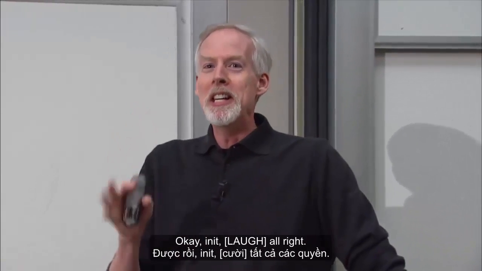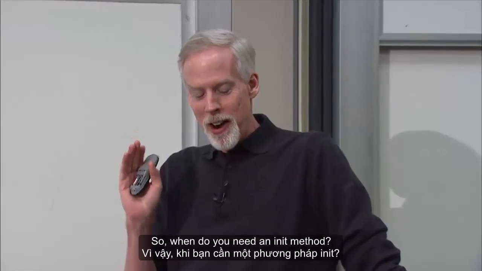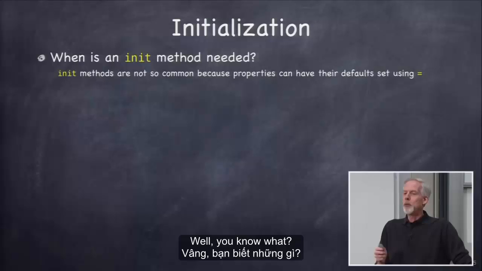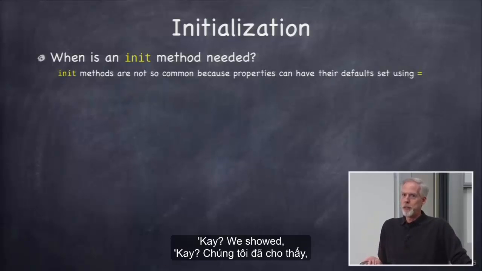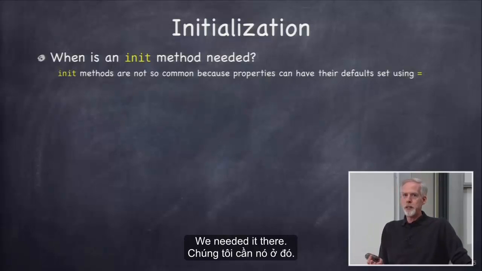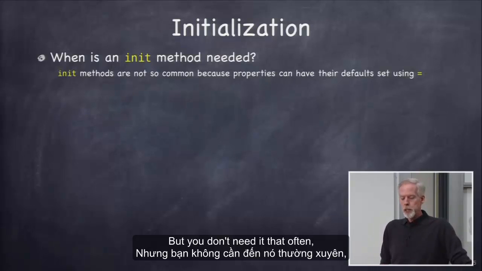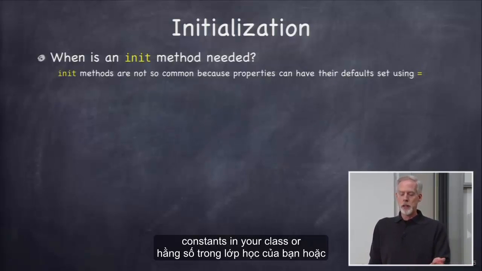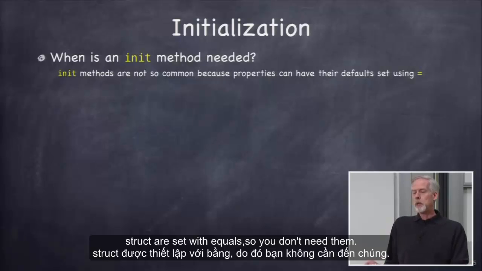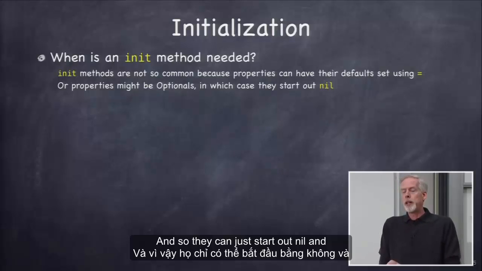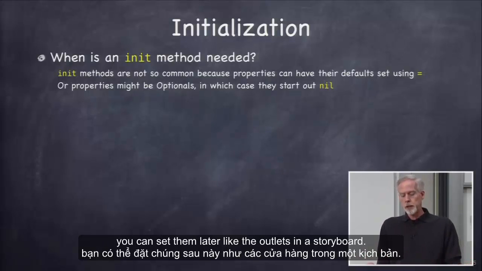Okay. Init. All right. So when do you need an init method? Well, you actually don't need an init method that often. We did have the init method in the calculator brain. That made sense there. We needed it there. But you don't need it often, because a lot of your variables and constants in your class or struct are set with equals. So you don't need them. Or maybe the properties are optionals, and so they can just start out nil, and you set them later, like the outlets in a storyboard.